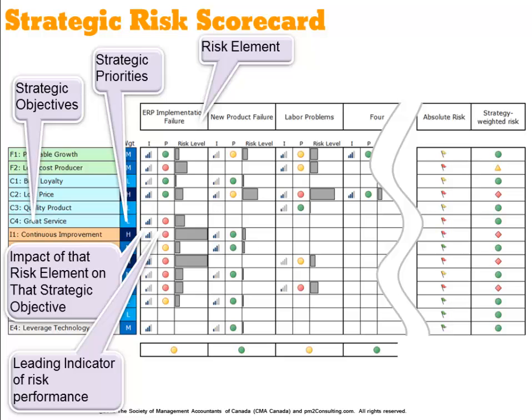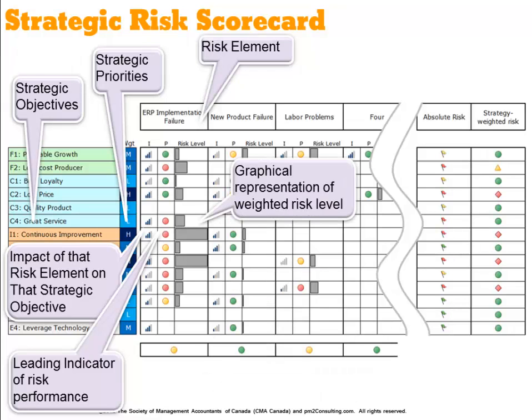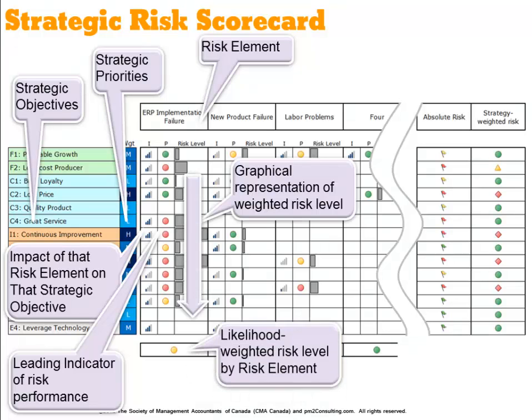Based on that and some simple mathematics, we'll be able to calculate and graphically represent the level of risk which is currently occurring in this period within your organization. In fact, when we do that, we can then add up by risk element to indicate the likelihood that that weighted risk level is occurring inside your organization.